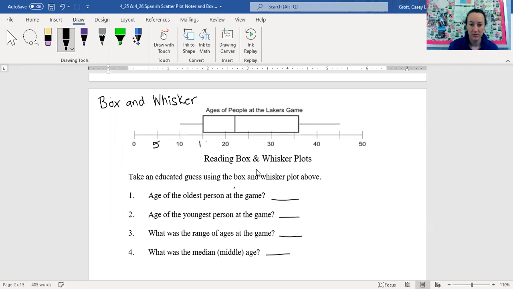I will also say if it helps, these are the other numbers. So how old do you think the oldest person is? Write down a number. Age of the youngest person at the game. Write down a number. How old do you think is the youngest player? What was the range of ages at the game? Write down a number. What do you think the median or the middle age was at the game? Write down a number for me.